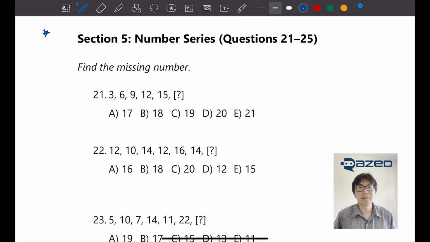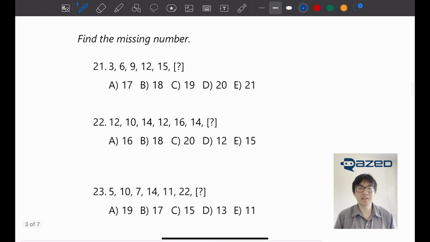Alright. Then let's move on to section 5, where it's number series. These are very simple, but sometimes there's two patterns going on at the same time, and they skip one number. But once you realize that, again, it's just very simple. So number 21 is just +3, or the 3 times table, so we know straight away it's 18.